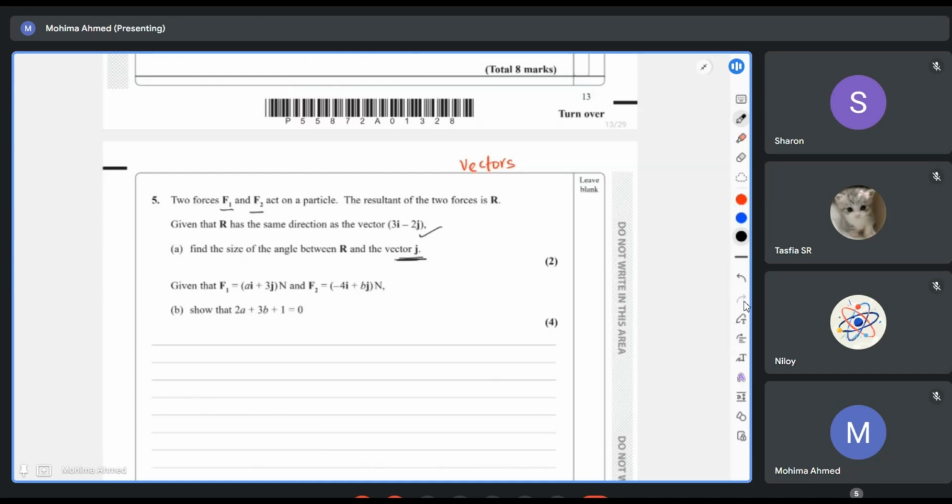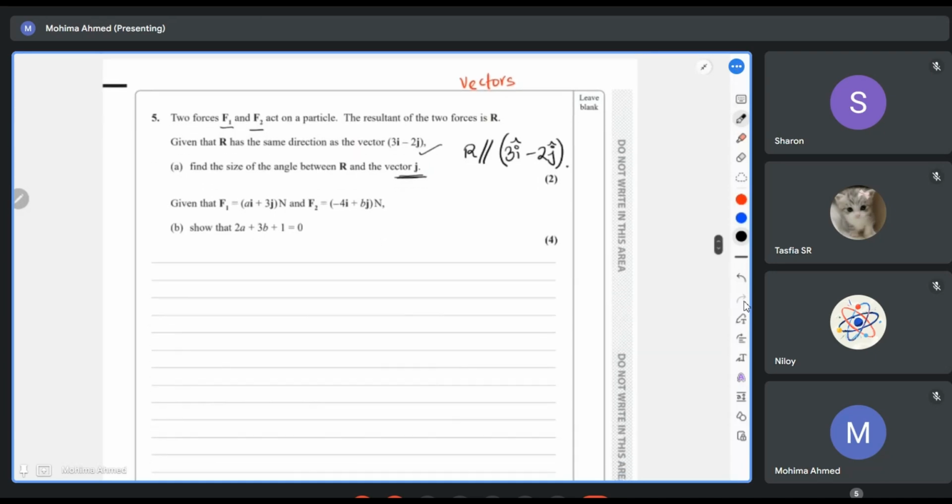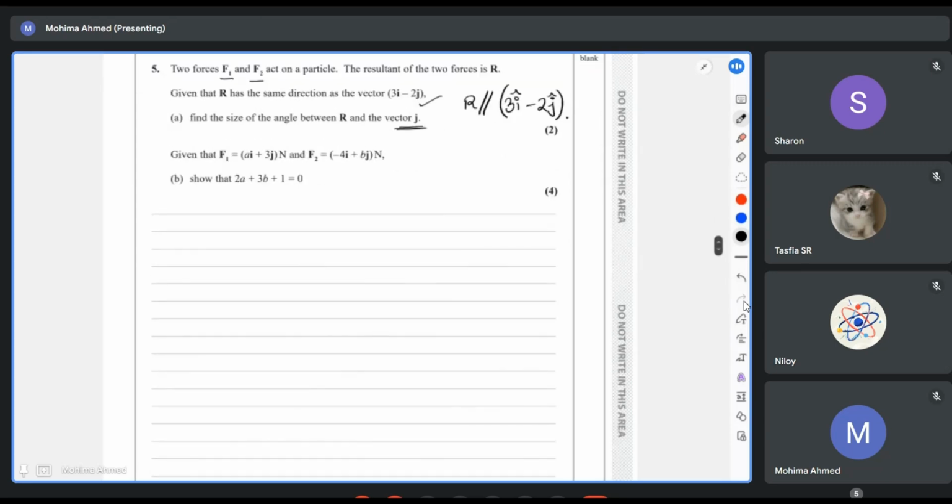That means whatever angle R would be creating with the y-axis, this vector 3i minus 2j would also be creating the same angle because they are parallel, right? Same direction means that R is parallel to 3i minus 2j. Okay. Now another thing, how can I express 3i minus 2j on a graph? 3i means 3 points on the x-axis and 2 points on the y-axis, but in the negative part because 2 is negative over here.